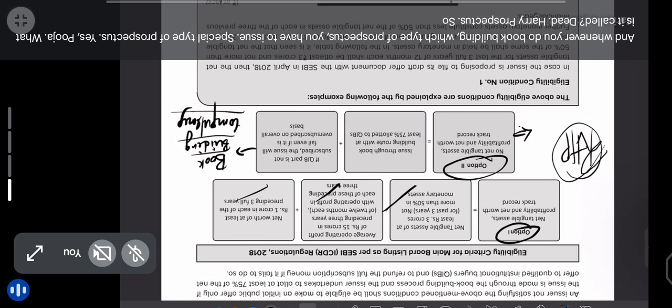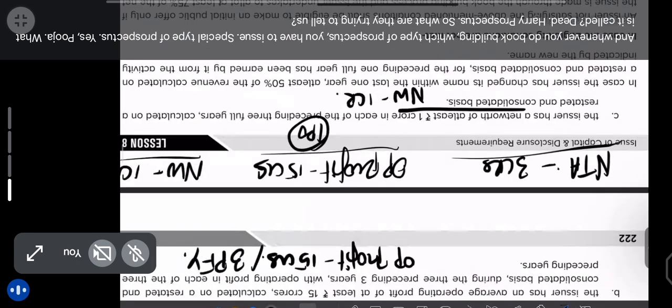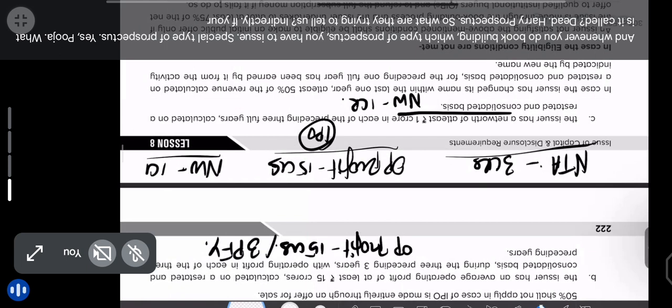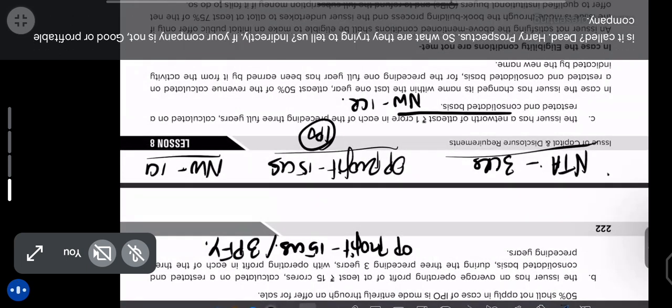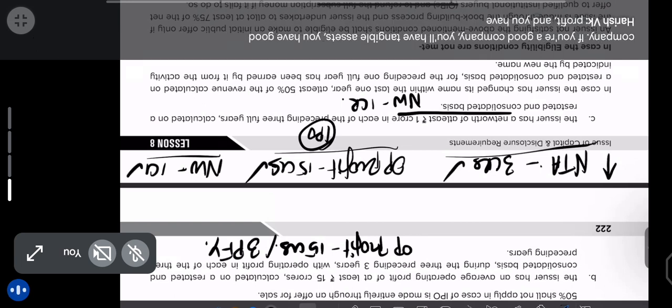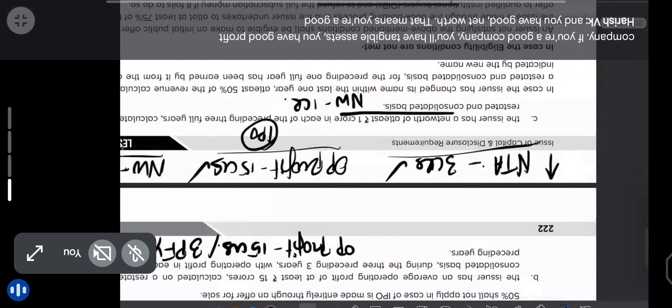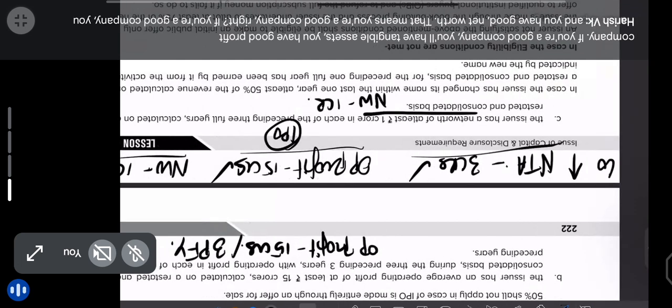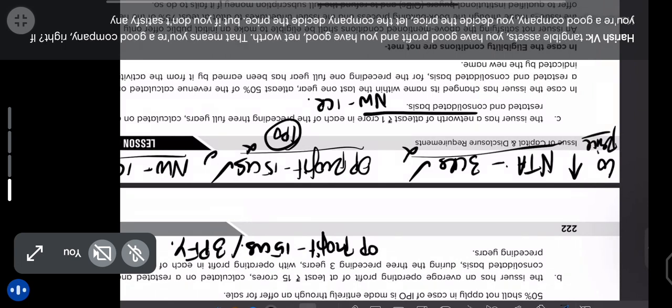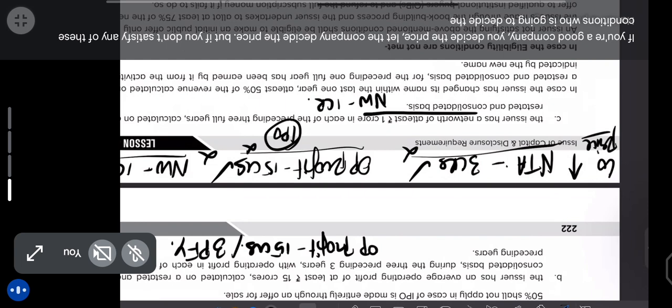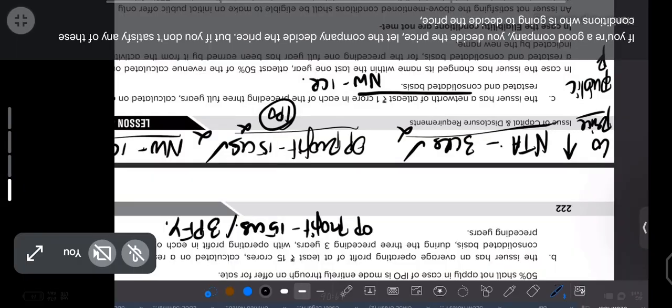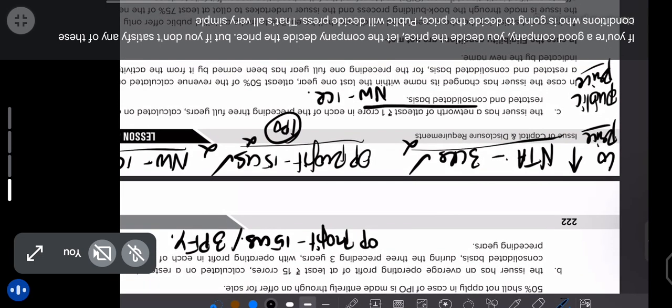So what are they trying to tell us indirectly? If you're a good company, you'll have tangible assets, you have good profit, and you have good net worth. That means you're a good company, right? If you're a good company, you decide the price. Let the company decide the price. But if you don't satisfy any of these conditions, who is going to decide the price? Public. Public will decide the price. That's all. Very simple logic.